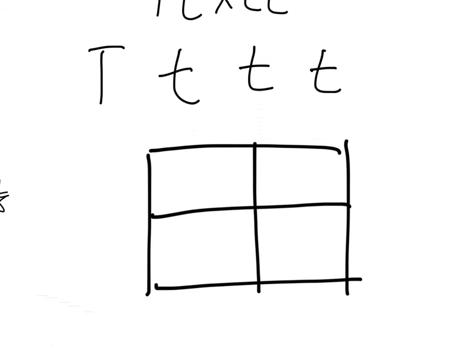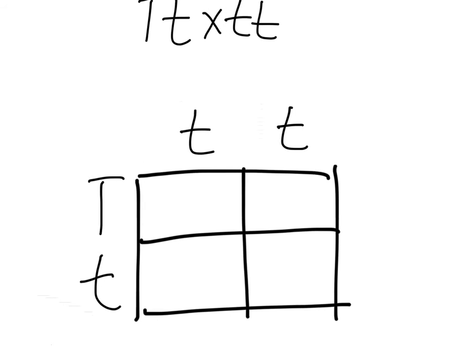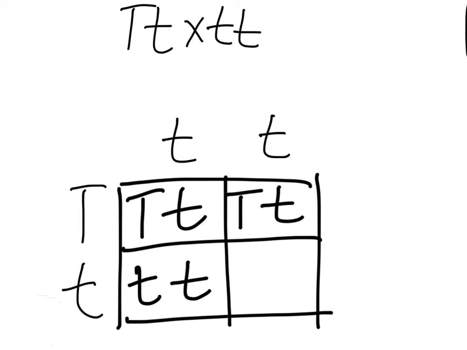And this one goes on this side, and this one goes on this side. And now we fill it in just like we did before. So you have big T here, little t here, big T, little t. Big T here, little t here, big T, little t, little t, and then the same thing there.